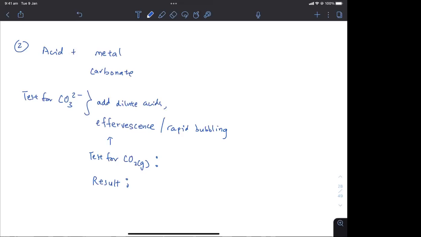Yes, Haswani, what is the test for CO2 gas? Can't hear you at all. Okay, never mind. Let me ask Irene then. Irene, what is the test for CO2 gas? Lime water. Okay, you use lime water, but don't forget, when you use a test, you also have to specify the result. What is the result?